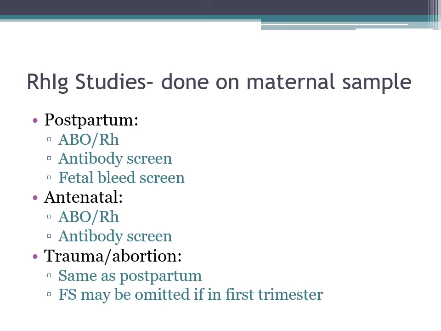So RhoGAM studies are done on a maternal sample. With postpartum, we're going to do the ABO and RH, the antibody screen, and the fetal bleed screen. Antenatally, we're going to do the ABO and RH and the antibody screen. And anything involving trauma or abortion is going to be the same as the postpartum, but the fetal screen may be omitted if it happens in the first trimester.